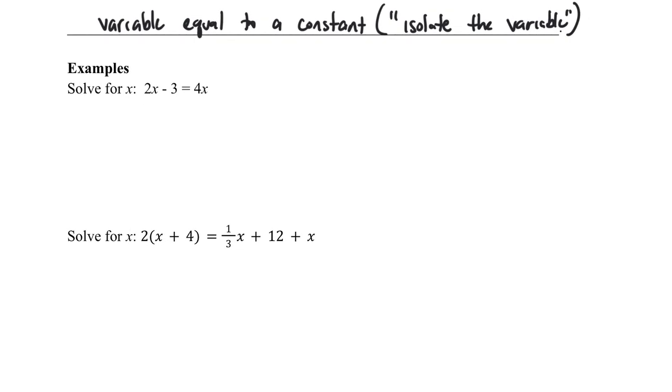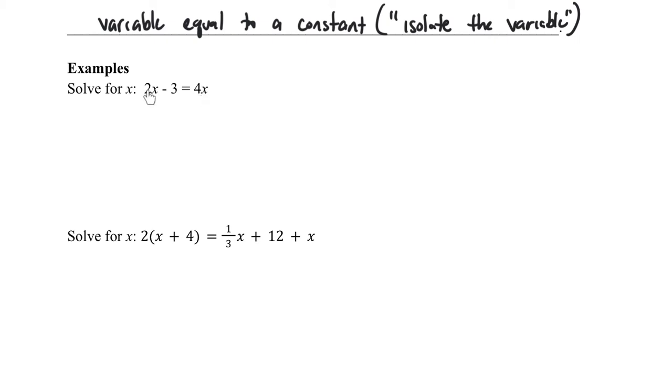So here I have an equation. I have 2x minus 3 equals 4x. My goal is to get all the variable parts on one side and all the constants, remember those are terms that don't have a variable, on the other side. It doesn't matter if you get everything on the left or everything on the right, that's your choice. But all the things with variables on one side and all the things with constants on the other side.